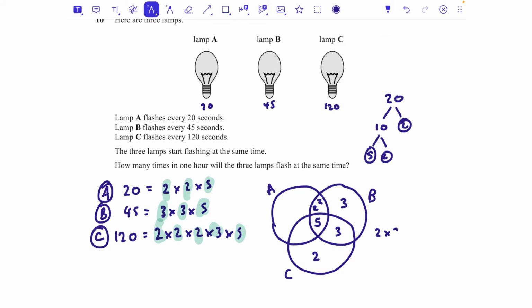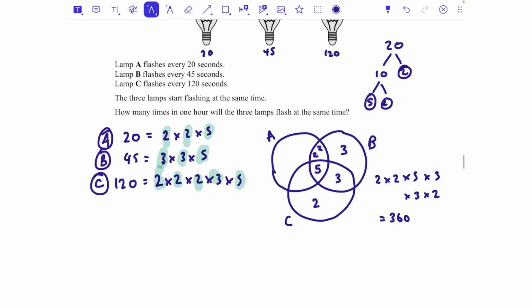So 2 times 2 times 5 times 3 times 3 times 2. Multiplying all of that together is 360. So you just would have had to have kept going with your times tables until you got to 360. So that tells us that every 360 seconds, they flash together at the same time. So 360 seconds. Remember that there's 60 seconds in a minute. So 360 seconds is 6 minutes. So they're going to flash together every 6 minutes.